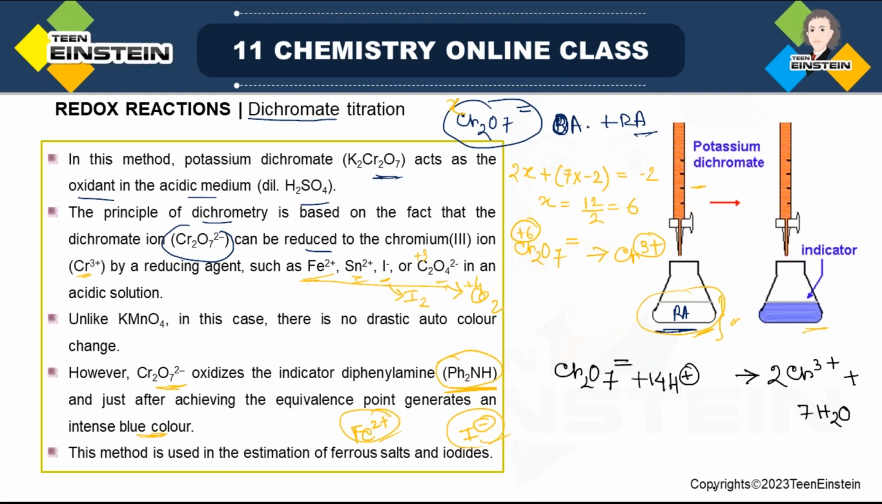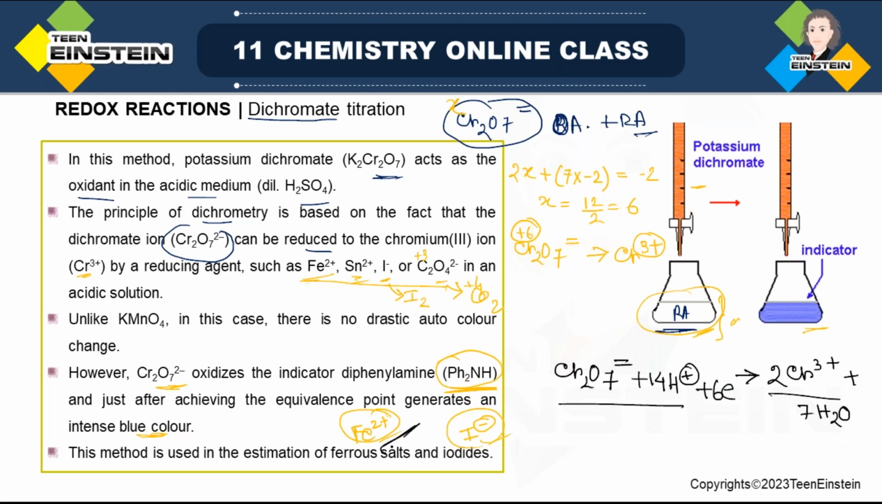Next thing that you have to notice: what is the charge? In the right hand side, total positive charge is 6 plus. In the left hand side, total charge is 14 minus 2, that means 12. So to balance it, you have to write 6 electrons. So when Cr2O7 2 minus is converted to chromium 3 plus, basically 6 electrons are required. So this is the balanced half reaction. This is the reduction reaction.